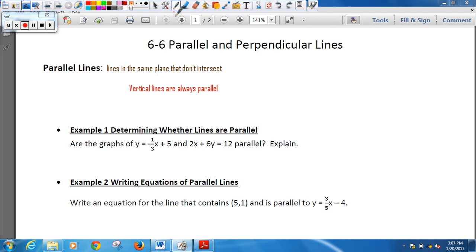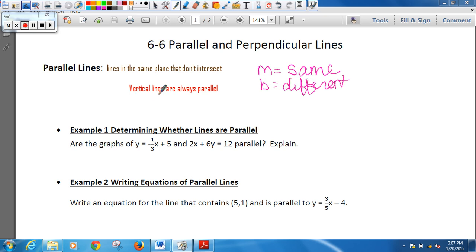example number 1 says determine whether lines are parallel. Well, up here, in order for them to be parallel, if they don't intersect, that means their slopes are the same. Their b, though, has to be different. Because if everything was the same, they'd be the same line and everything would intersect.